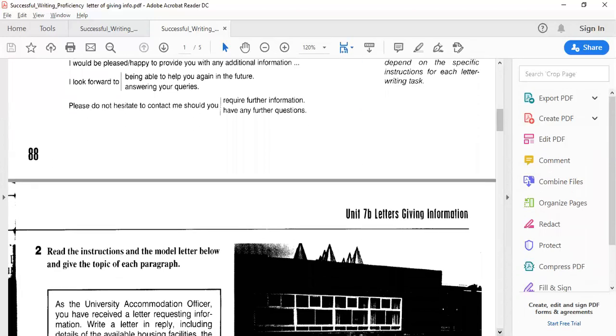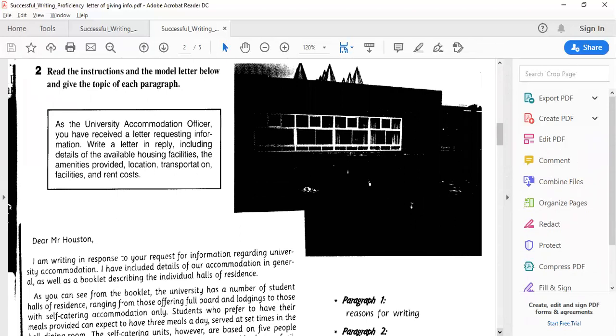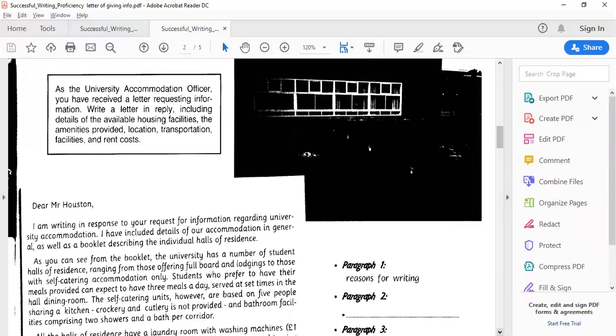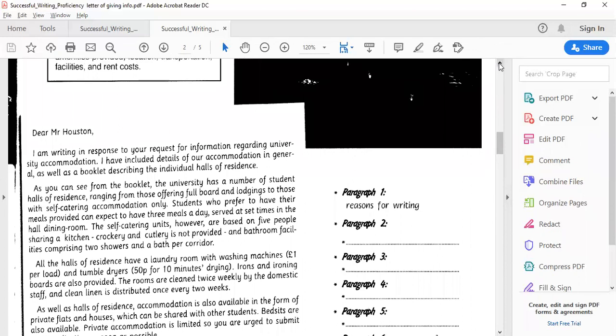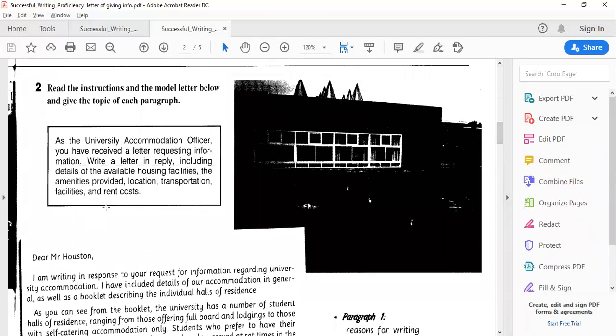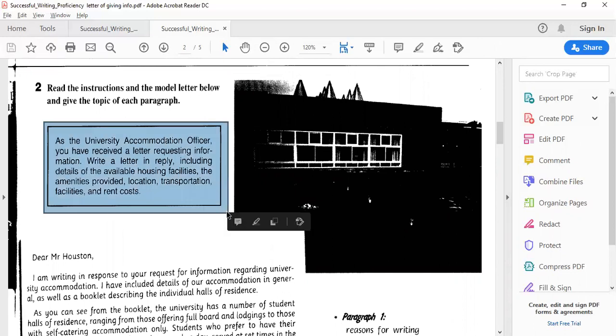Moving down the line towards more exercises and tasks, live exercises and tasks, which are very important. In this particular exercise, they have given you a sample letter written by someone else. For instance, you are the university accommodation officer, and you have received a letter requesting information.